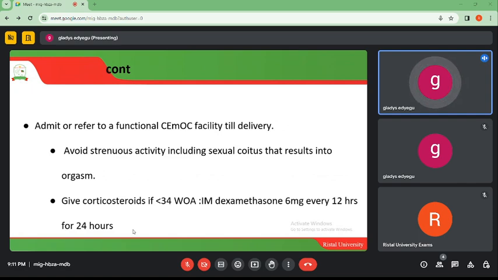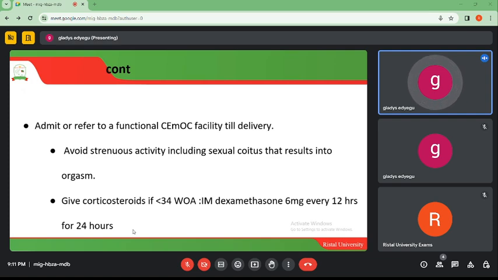And the other thing you should do is to avoid strenuous activity, including sexual coitus that results in orgasm. So you know what happens. There is a lot of pressure that can be exerted onto the uterus in the abdomen and can cause destabilization of the placenta, and the mother can start actually bleeding. So you have to advise them, and that's why it is very important for these mothers to come for antenatal with their partners.